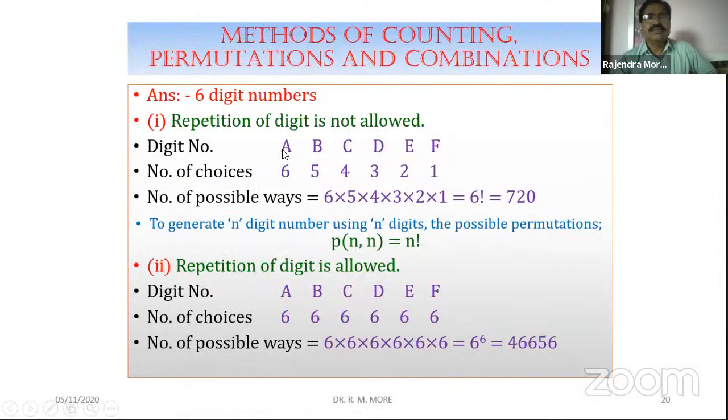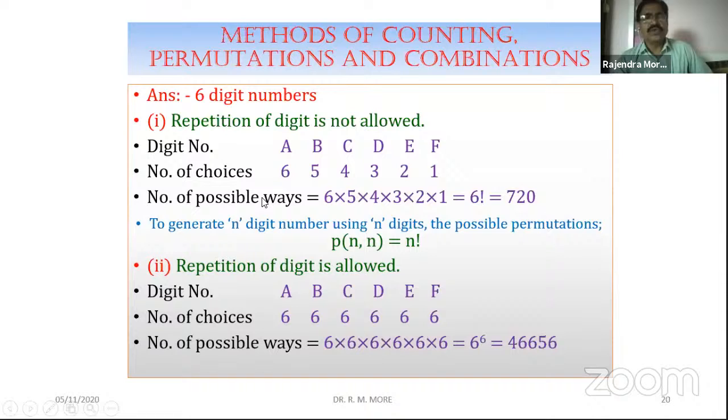What we have done here, the locations of the digits are denoted by A, B, C, D, E, F. When we fill the first digit, as we have 6 digits, all 6 chances are there. That is, here we can use any of the 6 numbers. But when we fill the second digit, once one digit is filled into A, that digit is not allowed to repeat here. So we have only 5 choices. Then for the third digit, only 4 will be available, then 3, then 2, and so on. So these are the different combinations.